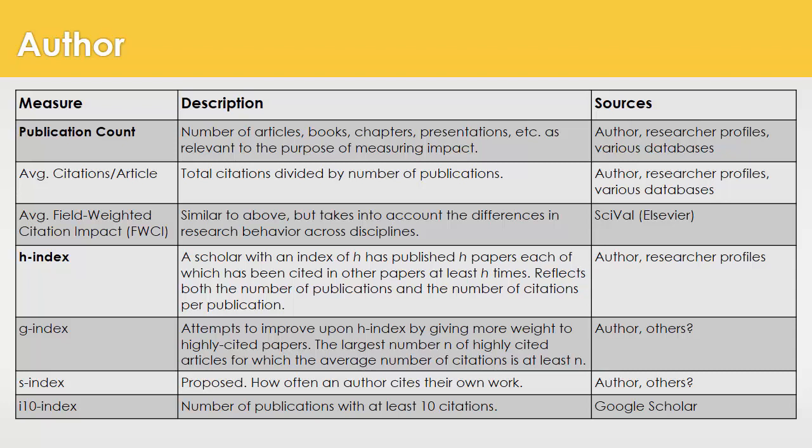The G-index gives more weight to heavily cited papers, and it's a complex mathematical formula. S-index is proposed and shows self-citations. The I-index is the number of publications with at least 10 citations, and it's a measure from Google Scholar profiles.